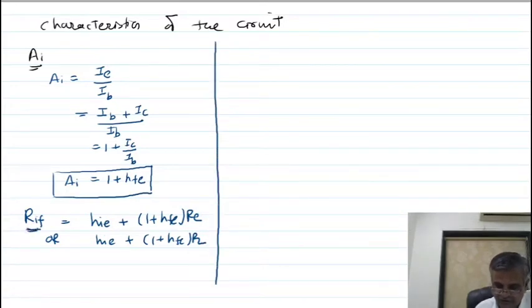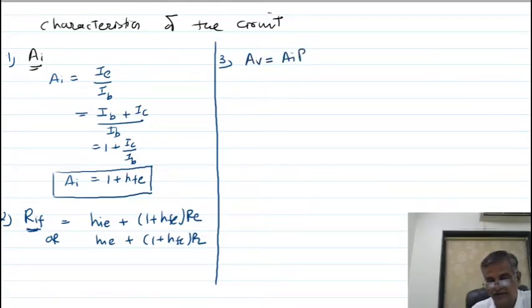Input resistance. This is first. Second. Third. What is the voltage gain? Voltage gain is nothing but AI RL upon RL. Here I am not writing AVF. You can see here, I have written this is input resistance. You can write RI, it does not matter. This is also RI. You are talking for the circuit.